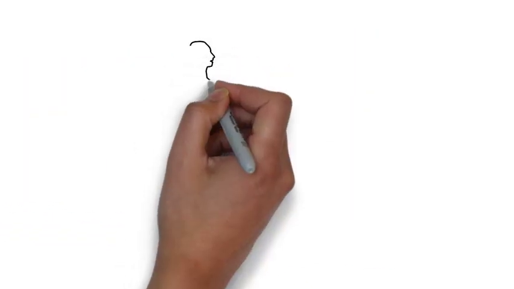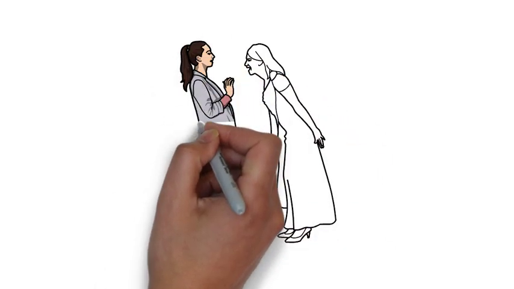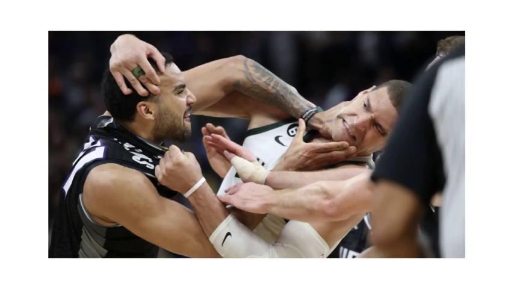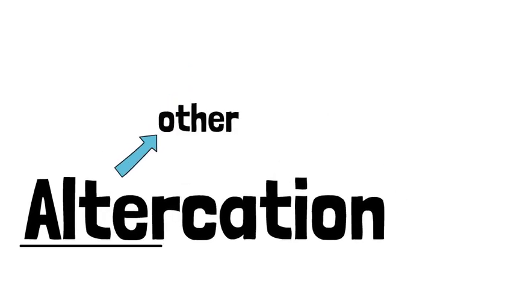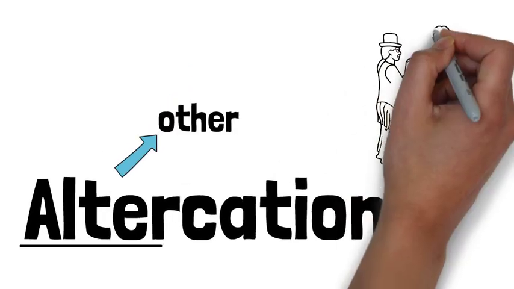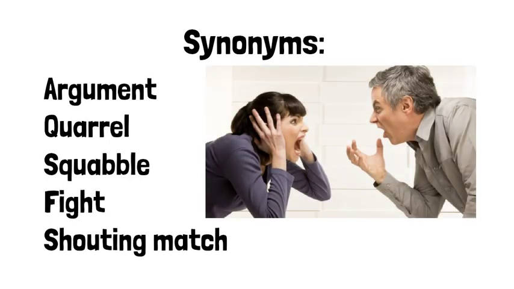The intensity of an altercation can vary, but the key aspect is that it involves a heightened level of disagreement that may extend beyond words to include physical interactions. The word altercation is composed of the root alter, which is Latin for other. So when people have an altercation, they clearly have other or different views from one another. Synonyms of altercation are argument, quarrel, squabble, fight, and shouting match.